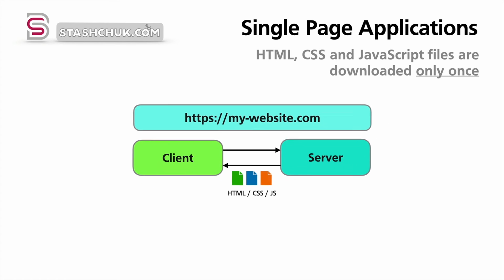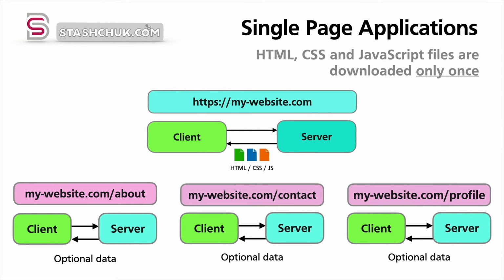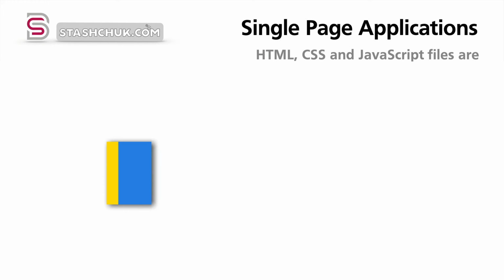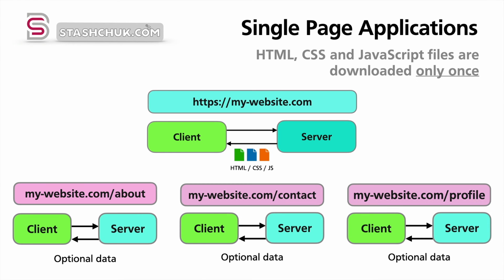After such initial requests, the client has all necessary resources to render other pages like About, Contact or Profile. And such rendering the client does on its own without server help. How does it do that? By modifying the contents of the DOM, Document Object Model, in the web browser. And those modifications are done seamlessly without page reload. And they are done, of course, by JavaScript.